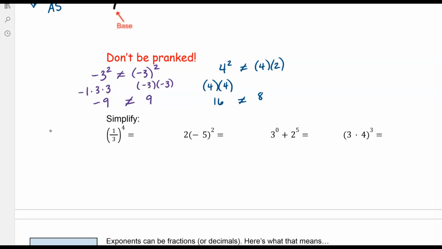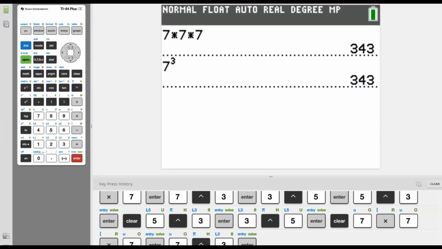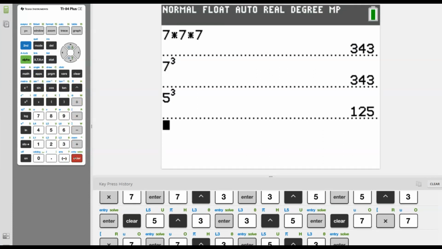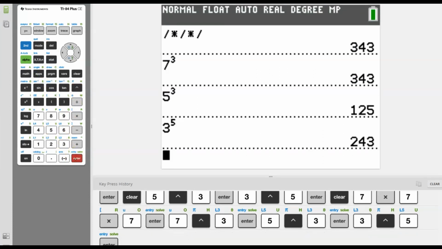One more example. If I have 5 raised to the 3rd power, that's not the same thing as 3 raised to the 5th power. In other words, exponents are not commutative. You can't just change the places of them. And we'll go to the calculator to prove this one. So if I raise 5 to the 3rd power, I get 125. If I raise 3 to the 5th power, you see I get 243.